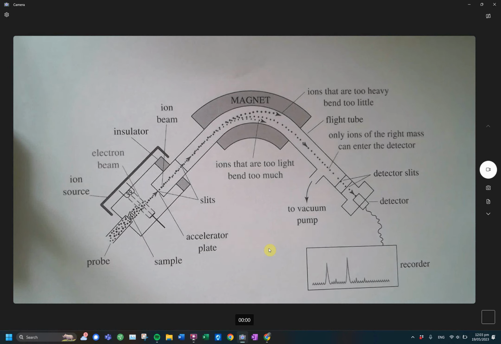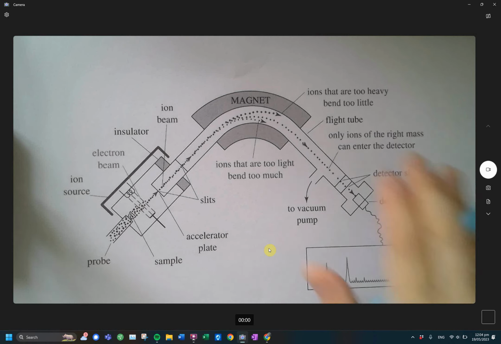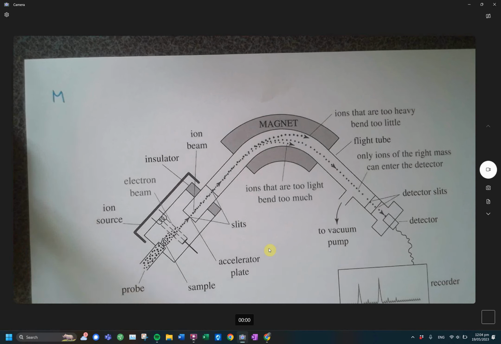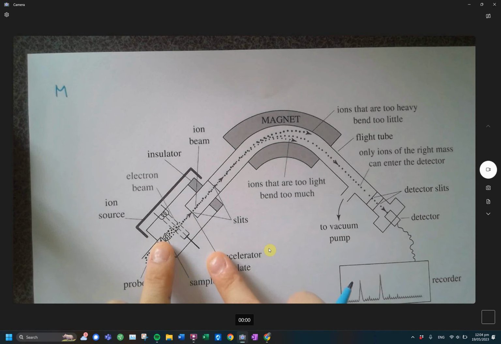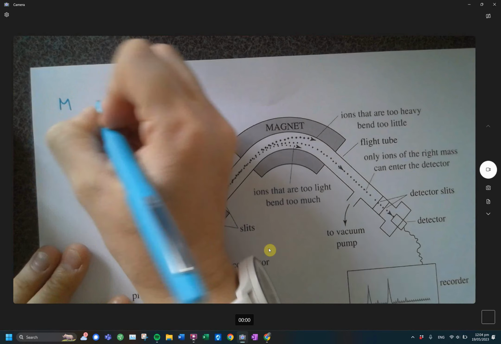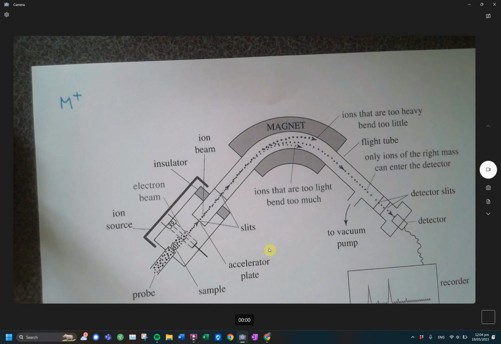So what happens when I have an organic molecule is I am going to take that organic molecule, which I like to represent by M, my molecule, and what I'm going to do is I'm going to hit it with some electrons. And the idea is, with this electron beam over here, I'm going to knock off one of my electrons in my organic molecule, and if I lose one of my electrons, what do I get? A positive ion now. So that's the whole process of what we're doing here.